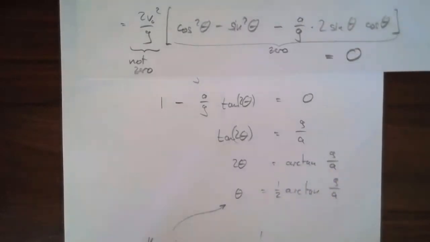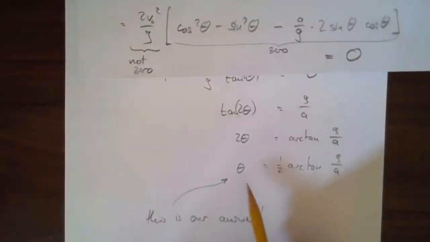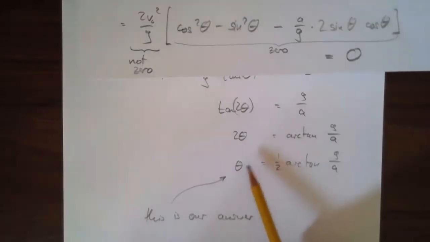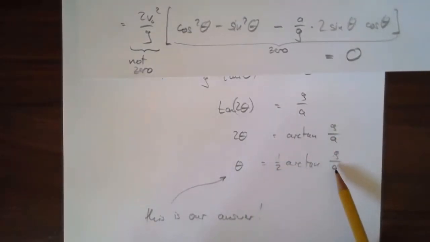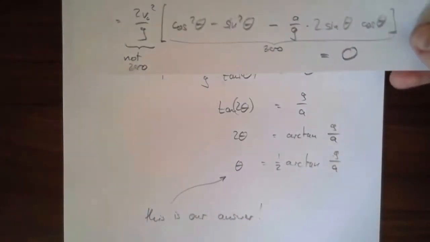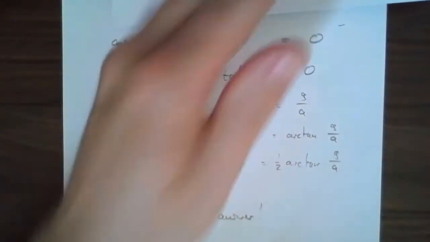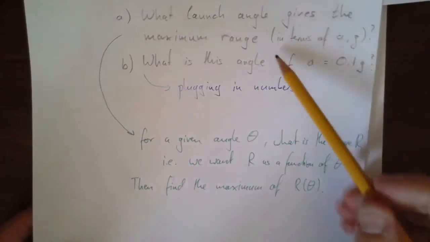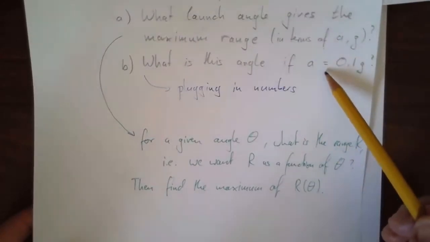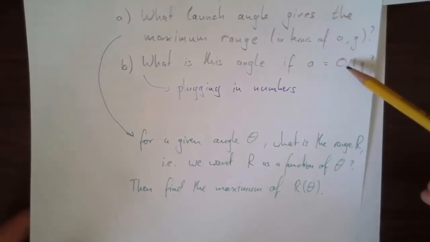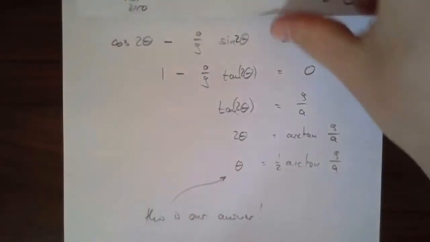Found the maximum angle, this is our answer. What angle should you shoot your projectile at to get the maximum range? Well, at that angle, you plug in g and plug in a, figure out what that is. Okay, now we solved part A. Let's look at some actual values. We're asked to plug in some actual values when a is 0.1 of g. So if g is 10, then a would be 1, right? But it's just 1/10 of g.